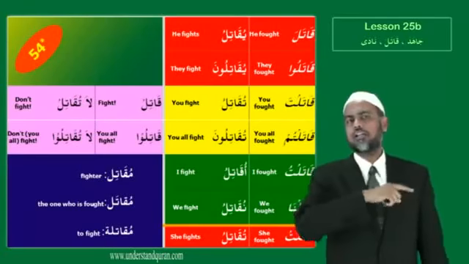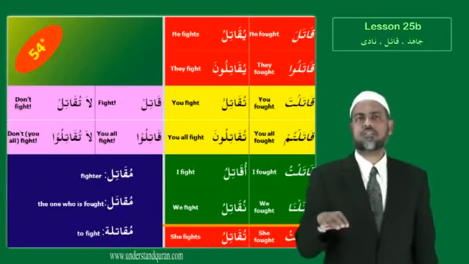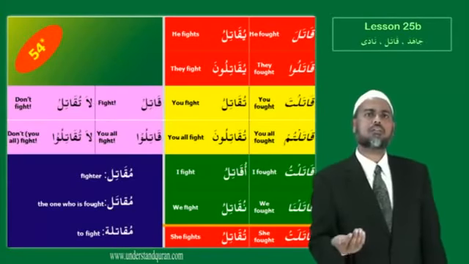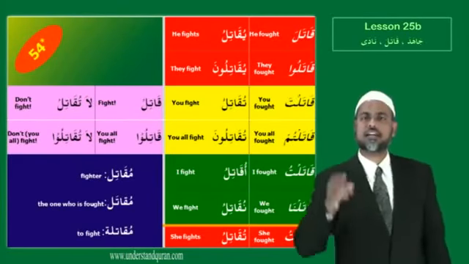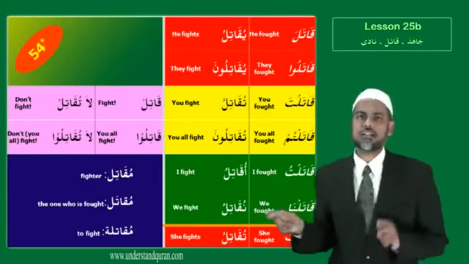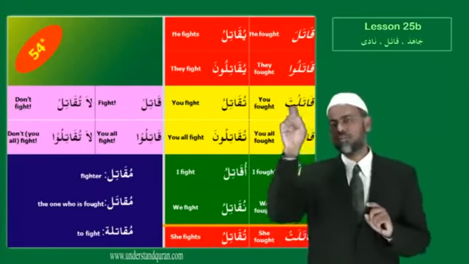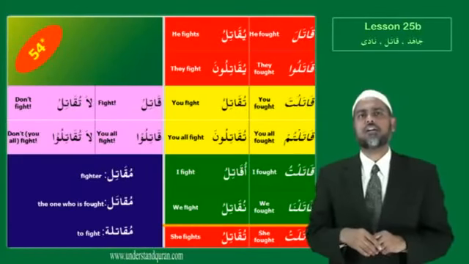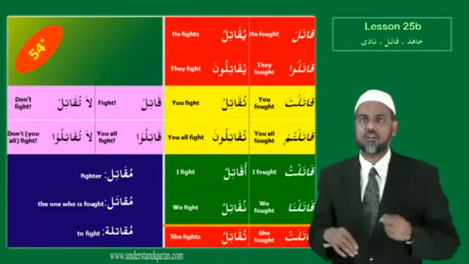Qatilu, you all fight. La tuqatil, don't fight. La tuqatilu, don't fight. Muqatil, fighter. Muqatal, the one who is fought against. Muqatala, to fight. Huwa qatala, hiya qatalat. Huwa yuqatilu, hiya tuqatilu, she fights. Again, let's repeat in Arabic only.